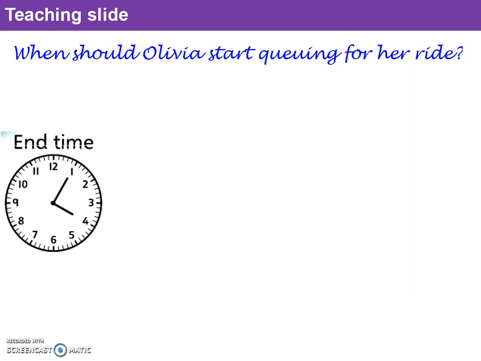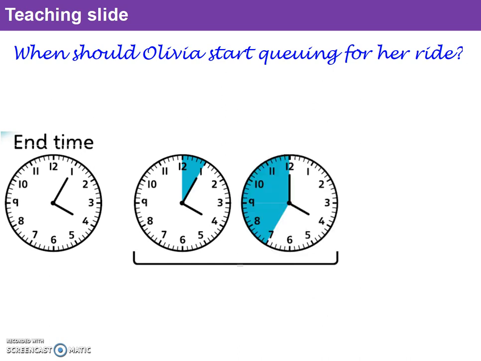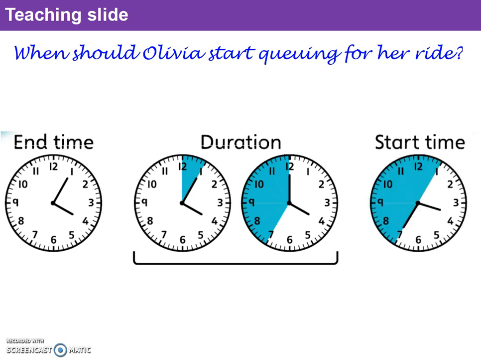However, I'm going to do this in 2 stages. I'm going to do my first jump, which is going back from 4:05 to 4 o'clock, to jump back 5 minutes. And now I'm going to do my second jump back, which is going to be the remaining time of my 30 minutes, which is going to be another 25 minutes. And now we can see that remaining 25 minutes that I've subtracted shaded in blue. So I've started at 4:05, I've taken away 5 minutes, and then I've taken another 25 minutes after that. And that gives the duration of time that Olivia will have to be queuing in order to get onto the big wheel at 4:05. Which will mean Olivia needs to start queuing at 3:35.